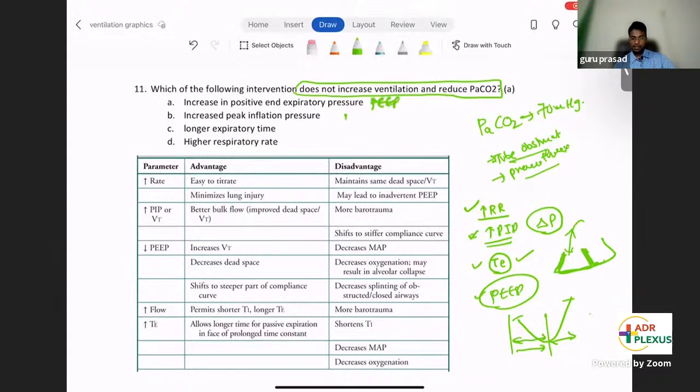suppose increasing PEEP, PIP, inspiratory time, respiratory rate. So increasing respiratory rate is correct, expiratory time correct, PIP is correct, PEEP is correct partially. But theoretically, if you keep increasing PEEP more and more, it will cause CO2 retention. So that is one thing. Okay.